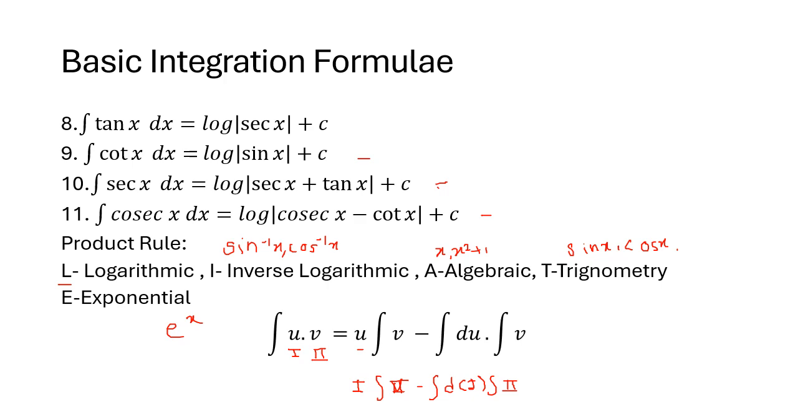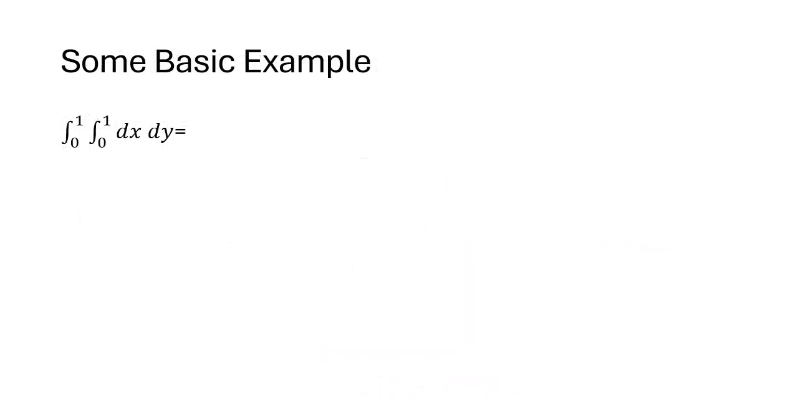Okay, so now this is the basic example of double integration. How do we solve this integration: integration 0 to 1, integration 0 to 1, dx dy? There is no restriction on which to take first, with respect to x or with respect to y. Why? Because the upper limit and lower limit are only constants, that is, constant limits.